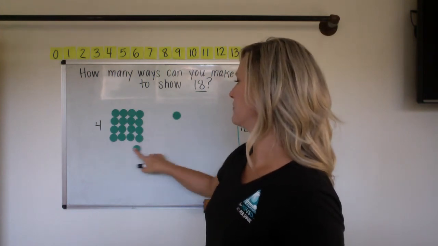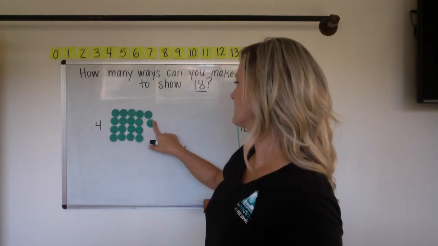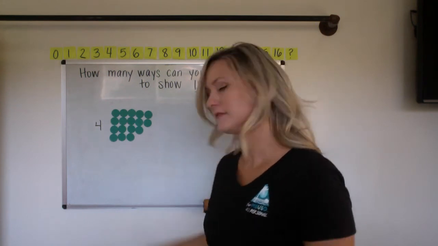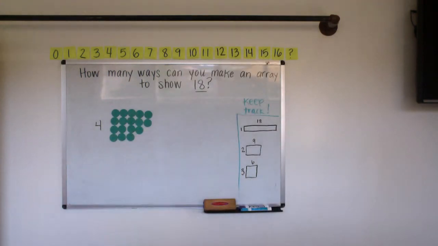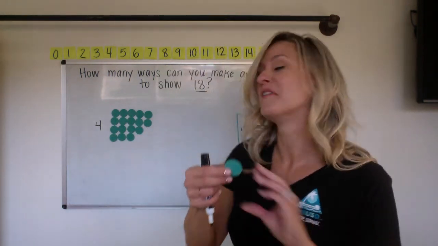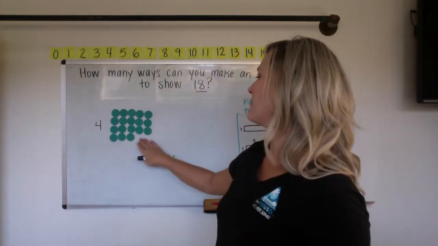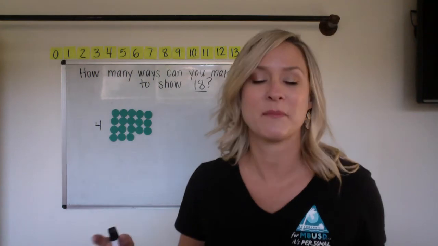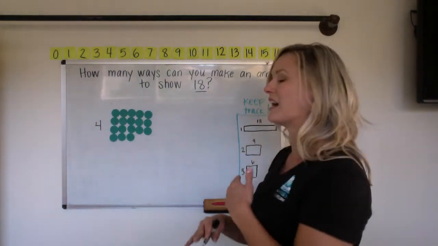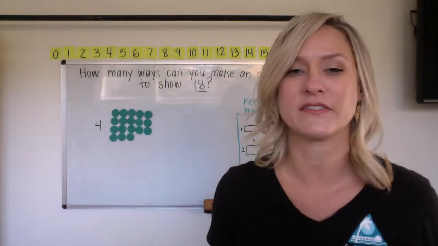No, I would have to remove these. So that means 4 is not a factor. I can't make an even array with the number 18, so 4 is out. 4 is not a factor of 18.